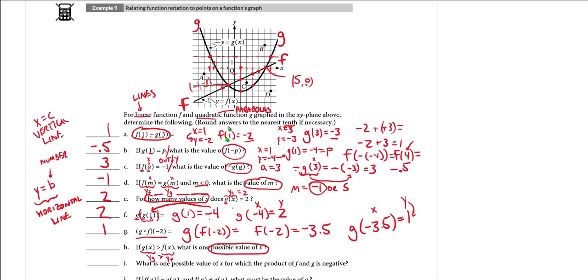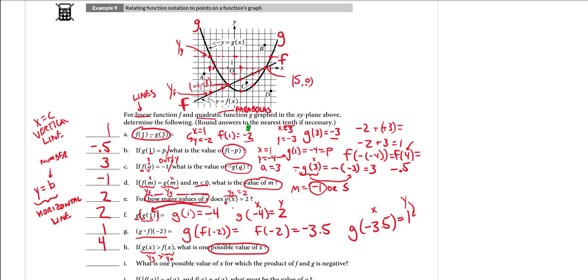And I think the easiest way to do this is just to look for places on the graph where the g function, the parabola, is higher than the f function. So for instance, g is above f here, around this point. We can see that at an x value of negative 4, the y value on the g function is greater than the y value on the f function. There's the y value on the g. There's the y value on the f. So that's one possible value of x.